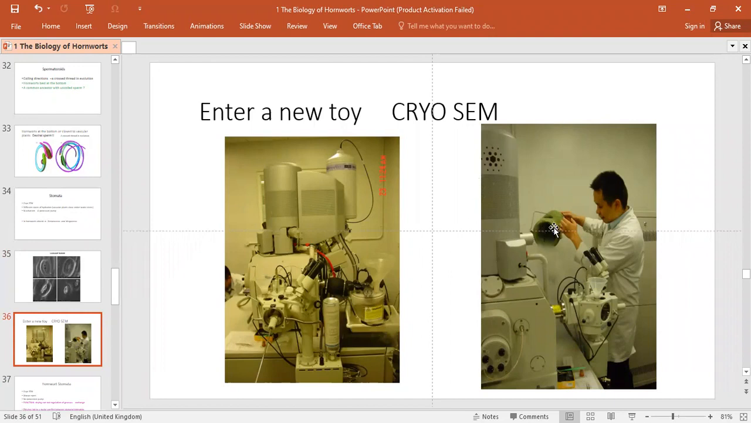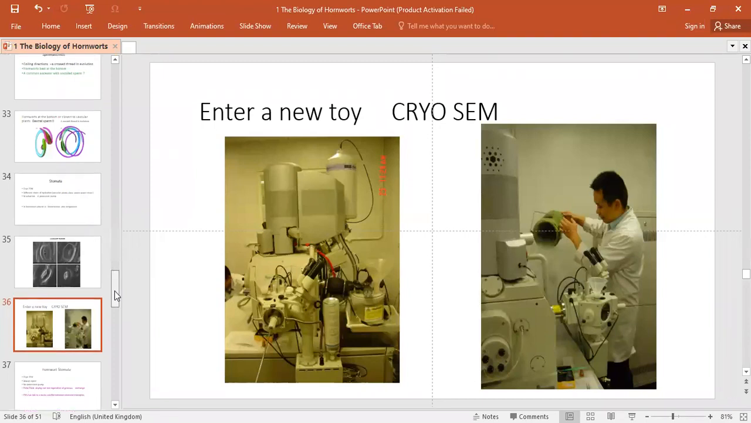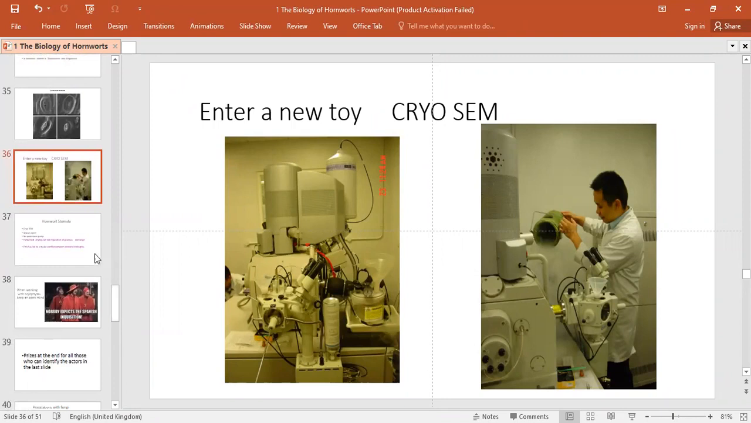It's quite a harrowing process. This is liquid nitrogen being poured into the machine. You put the specimen into a sealed liquid nitrogen chamber, and then put it into the microscope. And a lot of things can go wrong when you're working at low temperatures. It's rather like working in outer space.